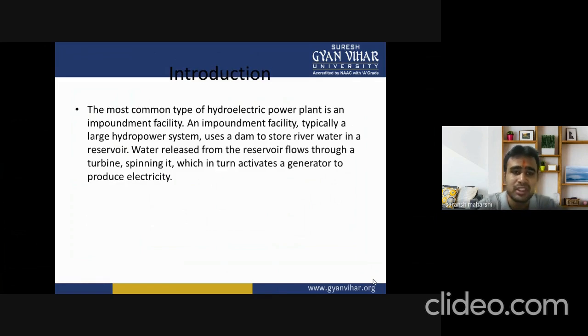First of all, we will discuss the topic of hydroelectric power plant. The most common type of hydroelectric power plant is an impoundment facility. An impoundment facility, typically a large hydropower system, uses a dam to store river water in a reservoir. Water released from the reservoir flows through a turbine, spinning it, which in turn activates a generator to produce electricity.